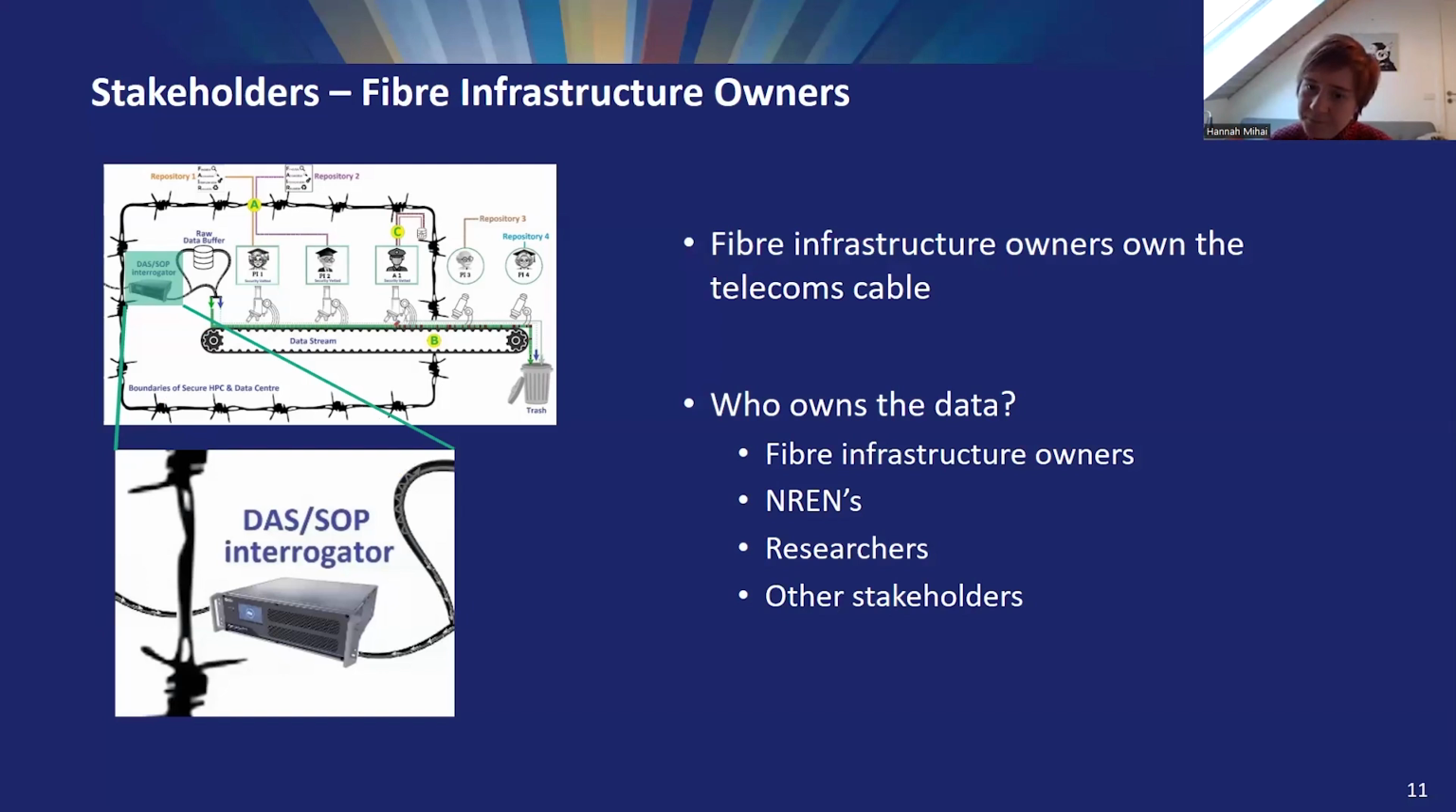So the hardware, specifically the cable, belongs to these fiber infrastructure owners. They might also be owner of the interrogator, or they have allowed other stakeholders to install one on a fiber. That could be an NREN, that could be somebody else that has money to buy a DAS unit. And the data that is produced or captured by the interrogator can be owned by several different people, depending on the contracts made with the fiber infrastructure owners.